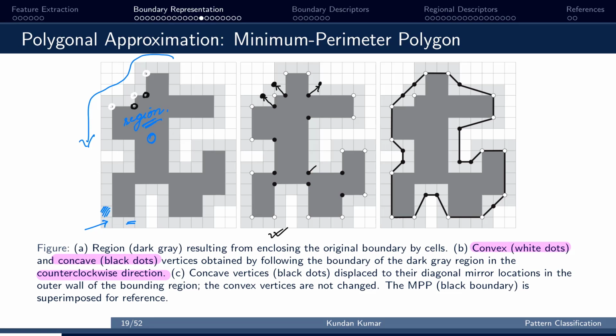Okay, in this way. Then we will join the dots, that means the mapped dots, and we will make our approximated boundary. Okay, so in this way we will get this kind of approximated polygon, and this polygon will give us the minimum perimeter polygon.